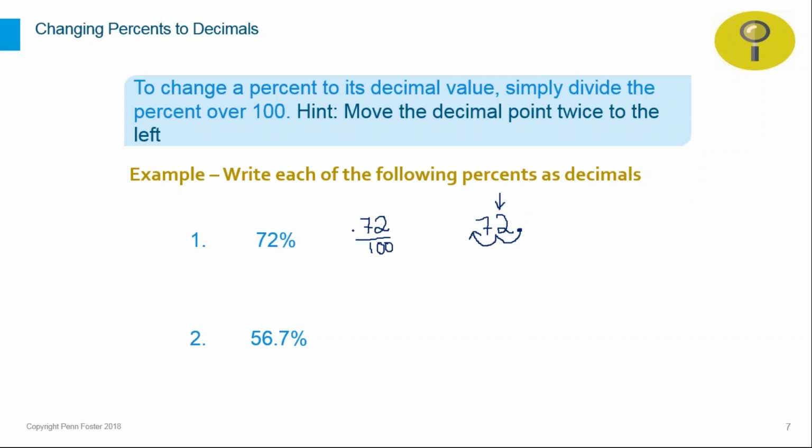So the answer is 0.72. That is the answer. So 72% is equivalent to 0.72. That's it.